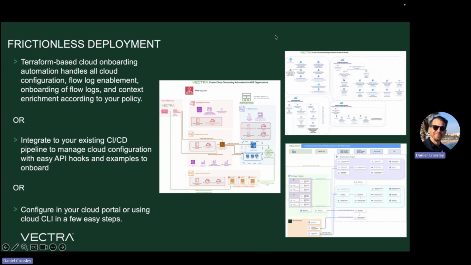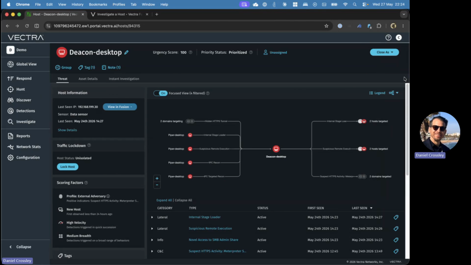Now let's move on to the demo. What we're looking at here is the Vectra Respond dashboard. Now we know that Vectra is a threat detection platform that covers the network and cloud environments as well as identity.